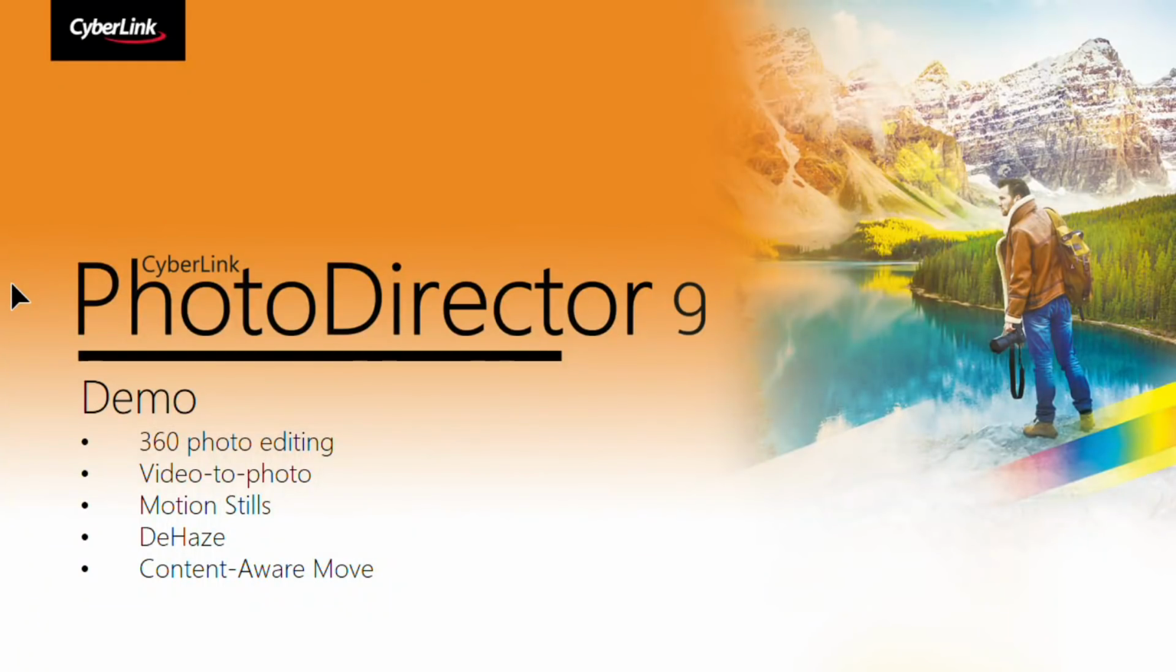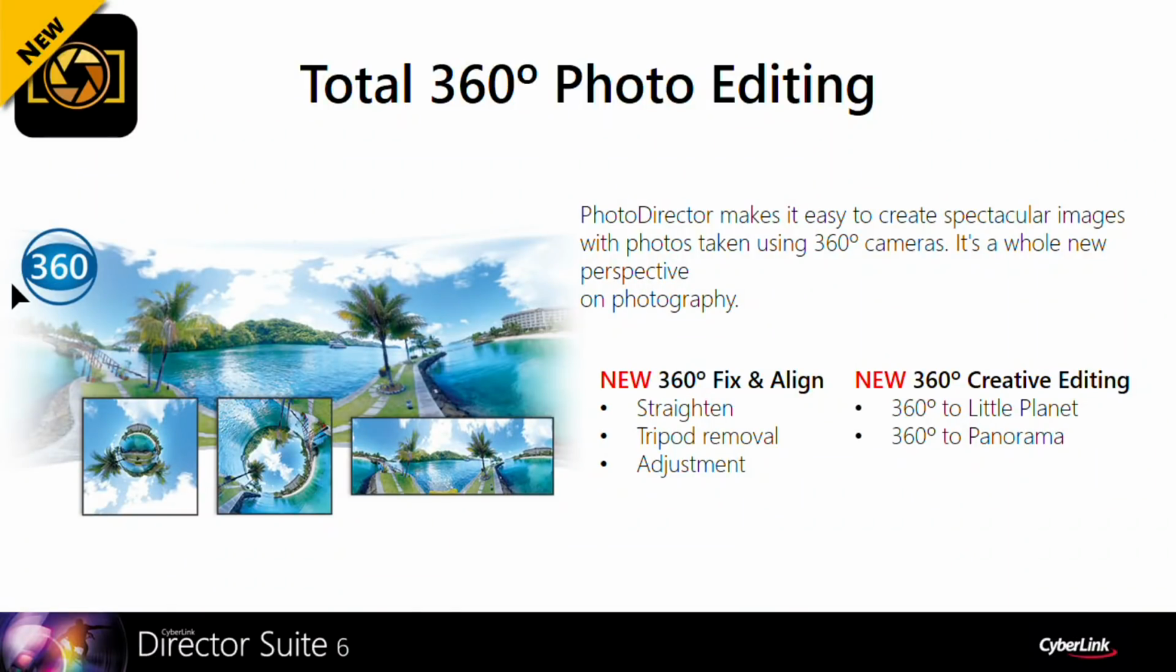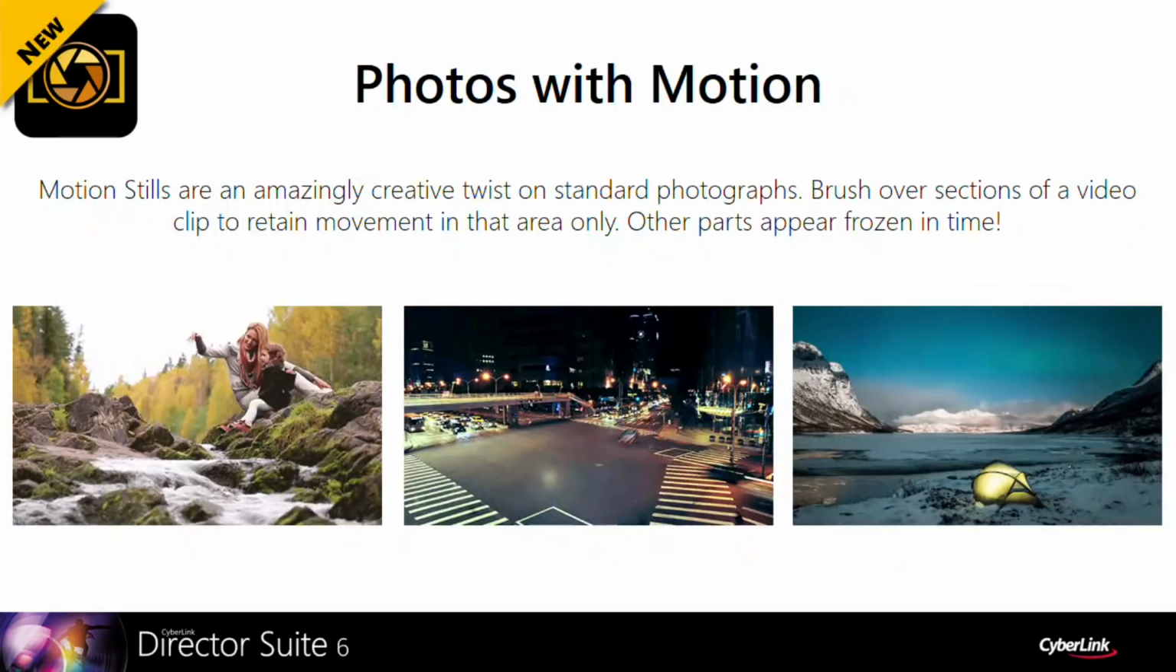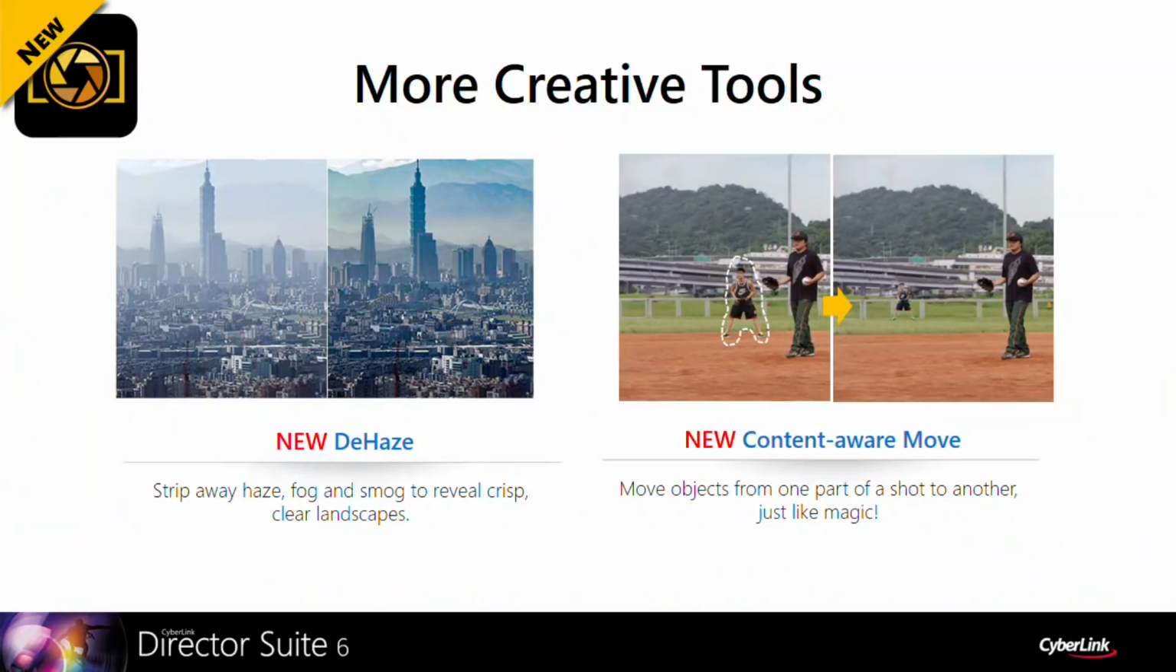Okay, let's have a recap. What's new for PhotoDirector 9? Now we have 360 photo editing, where you can straighten, hide your tripod, or do some color adjustment. And we have 360 to Little Planet, and also the panorama photo. And you can use the video to photo to do the multi-exposure and export as an animated GIF, and also motion stills. Motion stills is definitely a tool you need to give a try, but you need to plan what you are going to present and how to shoot the videos, because it might be very hard when you're just randomly shooting to create things like you saw on the screen now.